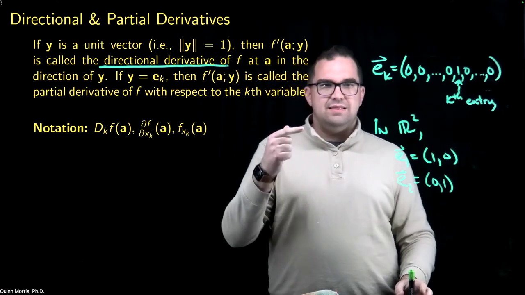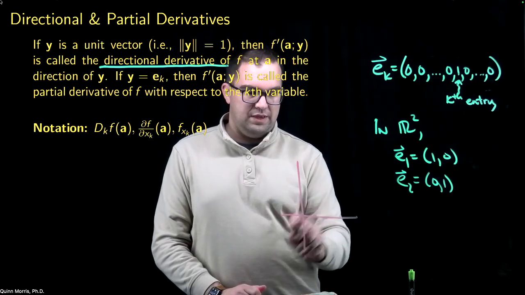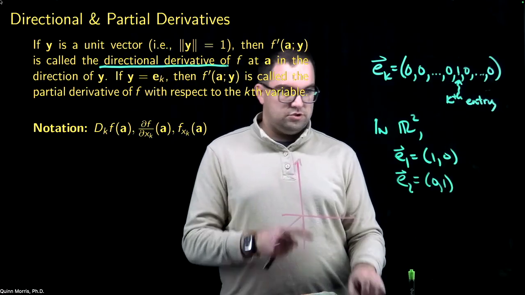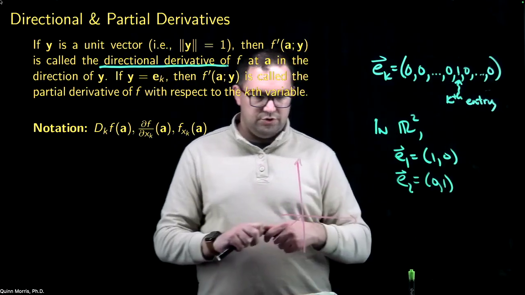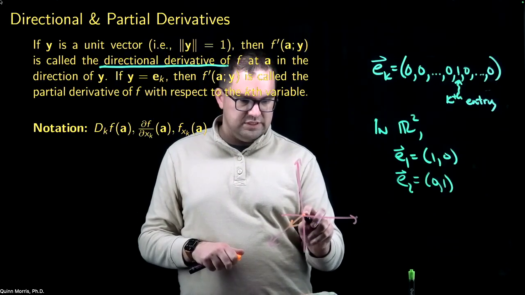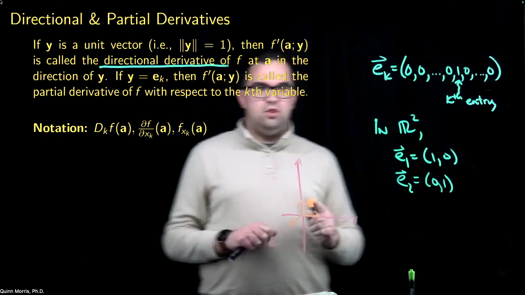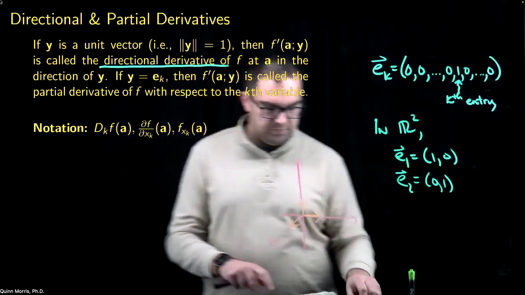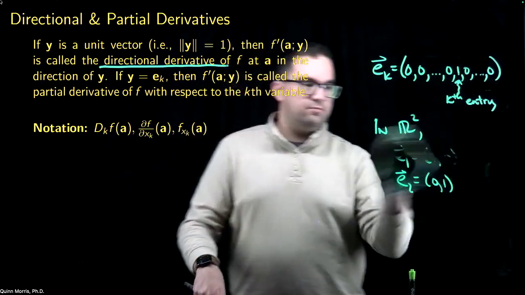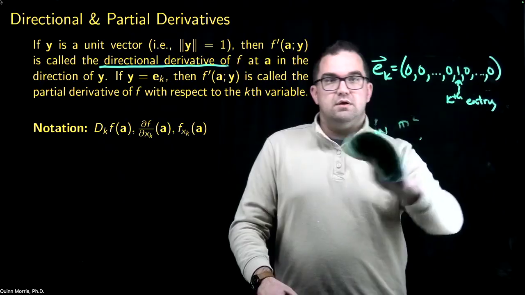And they're special because if I were to plot these vectors in R3, they just point along the coordinate axes. If I'm in R3, the standard basis vectors, one of them points here, one of them points here, and one of them points here. So they just point right along the coordinate axes. Okay. So if I take a directional derivative, but now I use one of these standard basis vectors, we call this a partial derivative.